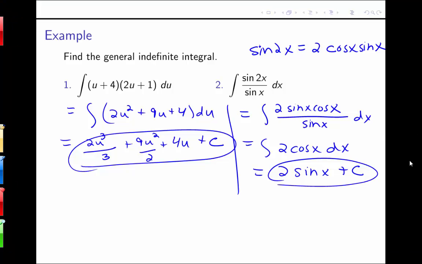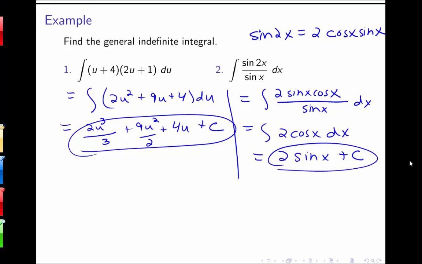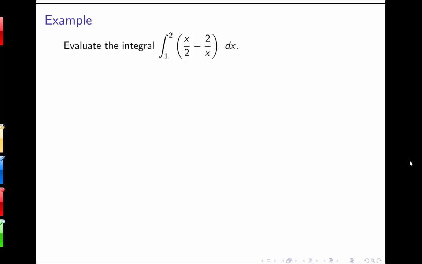Okay, so let's go and look at a few more examples. Okay, so let's look at a couple of definite integrals now, just getting practice with our antiderivative rules together with our limits of integration.